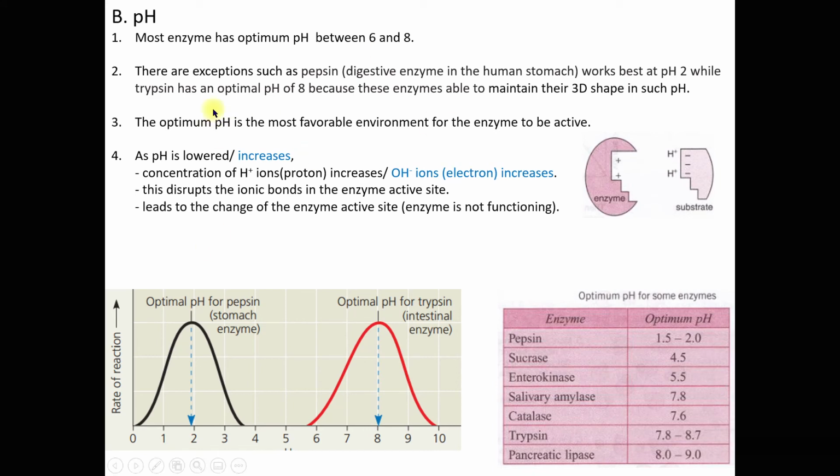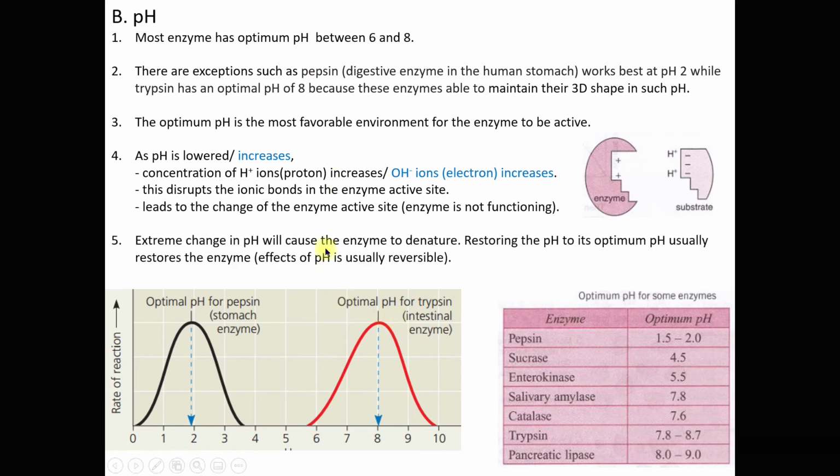Now what happens when the pH increases? When pH increases, meaning we have more hydroxide ions, the concentration of hydroxide ions in that environment increases. When this high number of hydroxide ions increases, what happens? These hydroxide ions will disrupt the ionic bonds in the enzyme active sites, and ultimately this will change the enzyme active site and cause the enzyme to not function. So it is a very similar explanation to when the pH is being lowered.